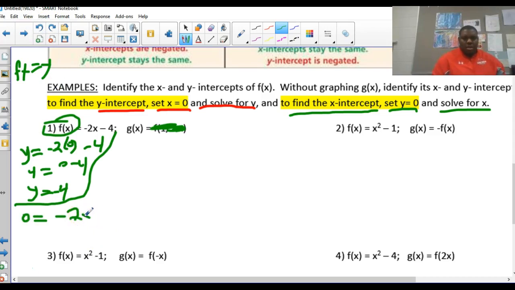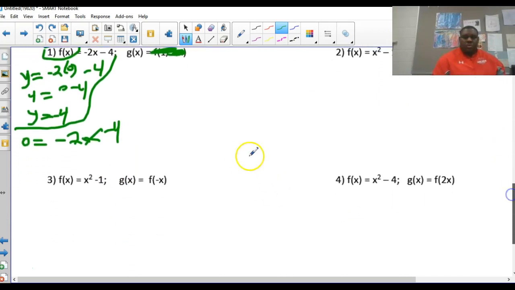-2x minus 4. All right. Now, what I'm going to do is add 4 on both sides. So +4 plus 4 gives me 4 equals -2x. And then on this side right here, I'm going to divide by -2.